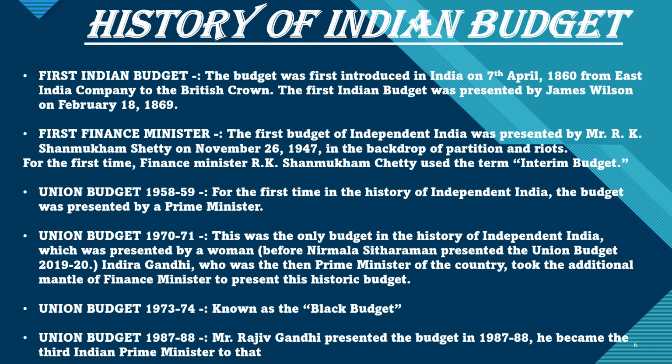Then talking about the first finance minister. So the first finance minister of independent India, and the first budget was presented by him. He is none other than Mr. R.K. Shanmugam Shetty, and it was presented on 26th of November 1947 in the backdrop of the partition and the riots that took place because of the partition of India and Pakistan. So for the first time, the finance minister, that is R.K. Shanmugam Shetty, used the term interim budget.